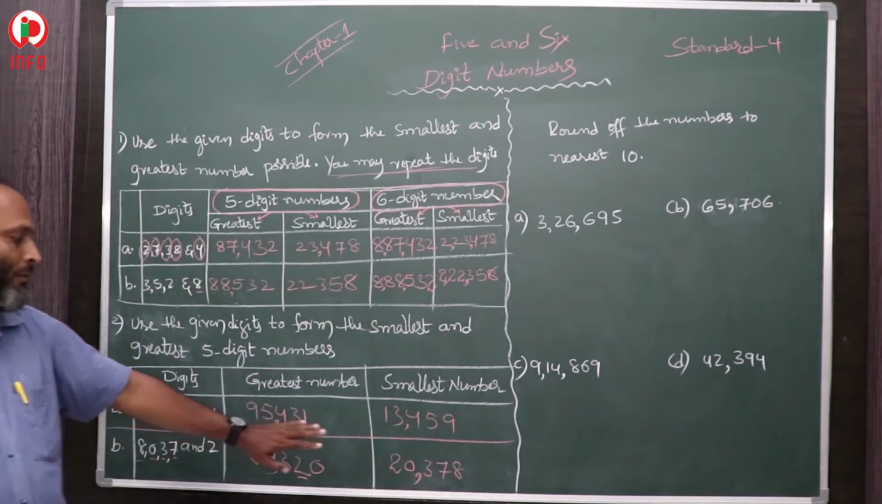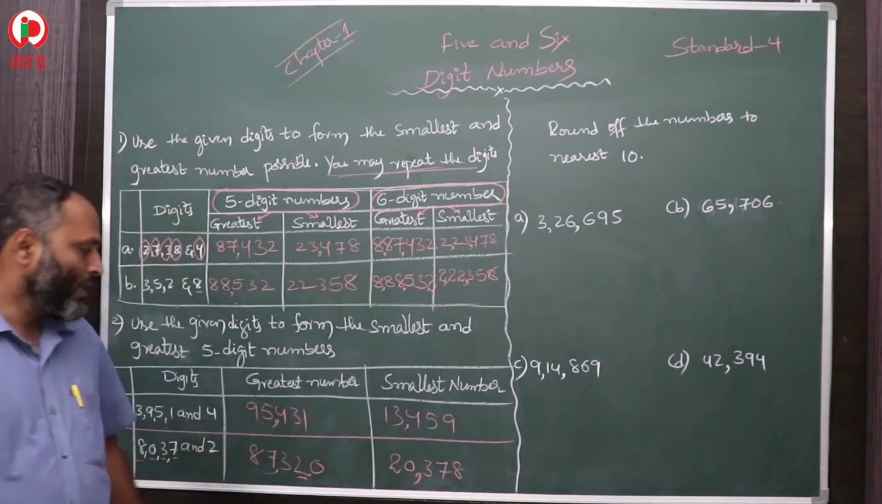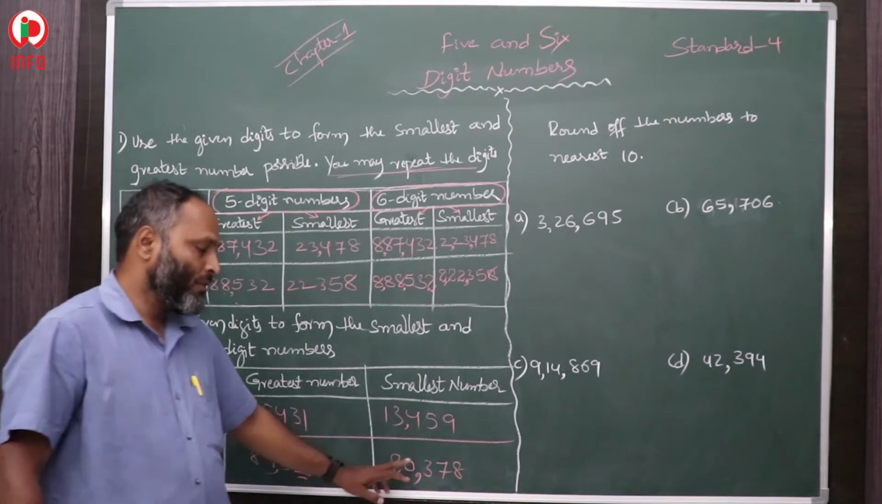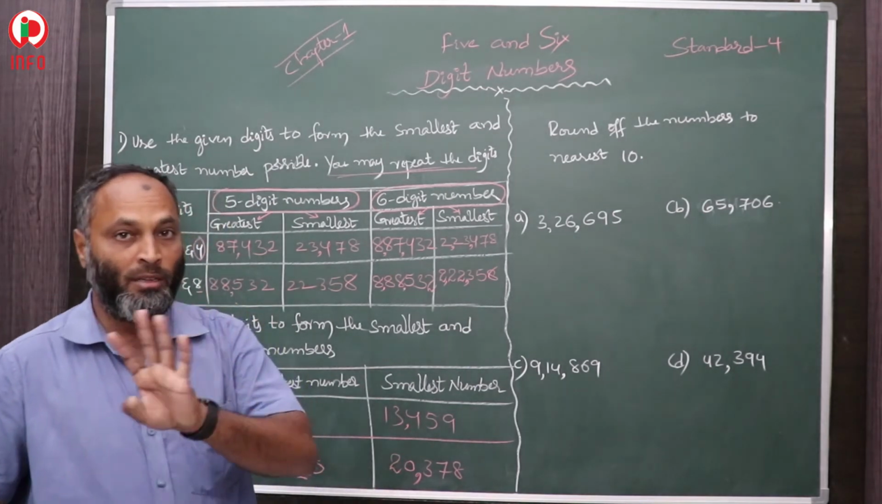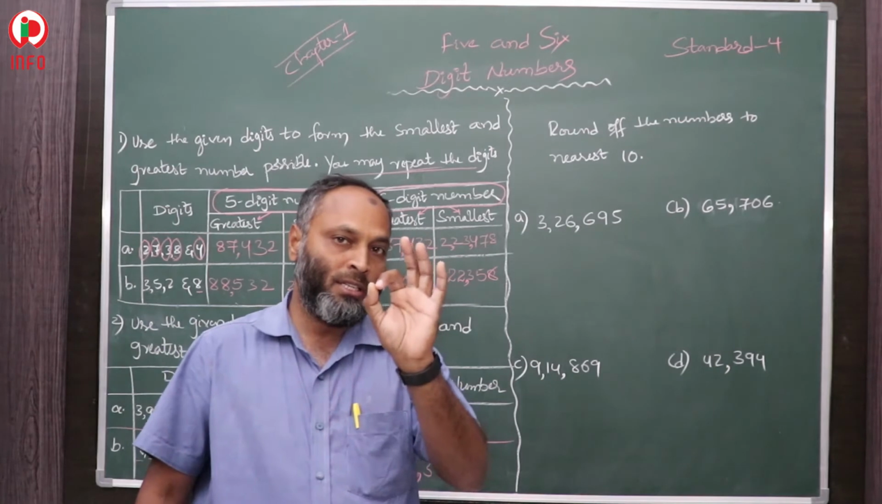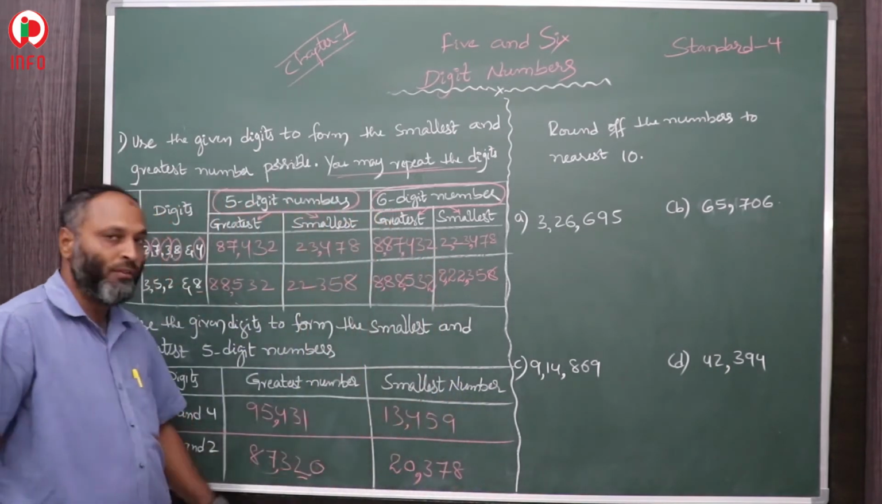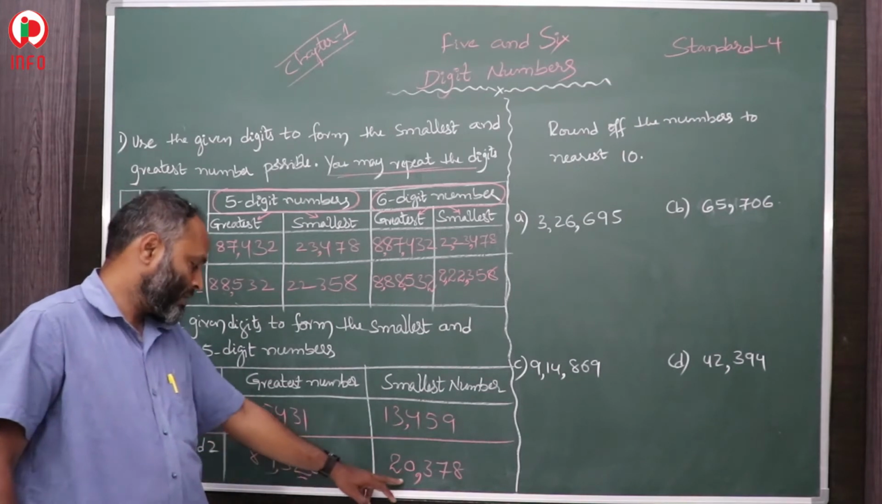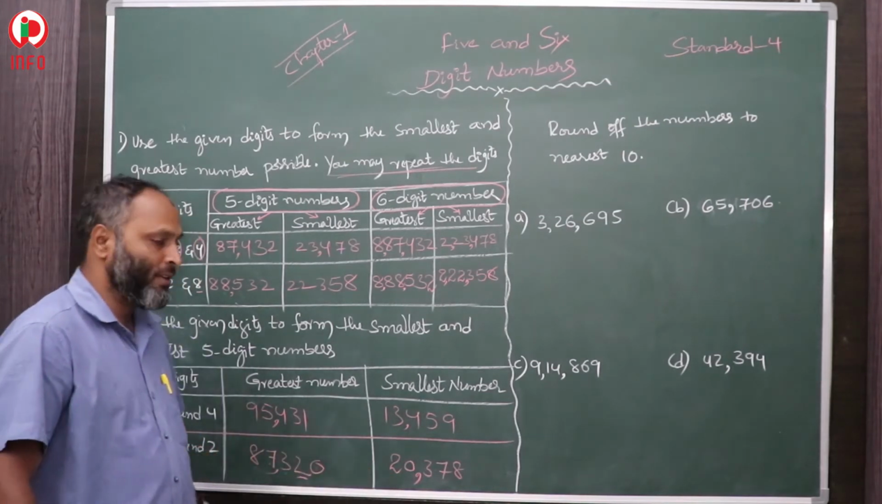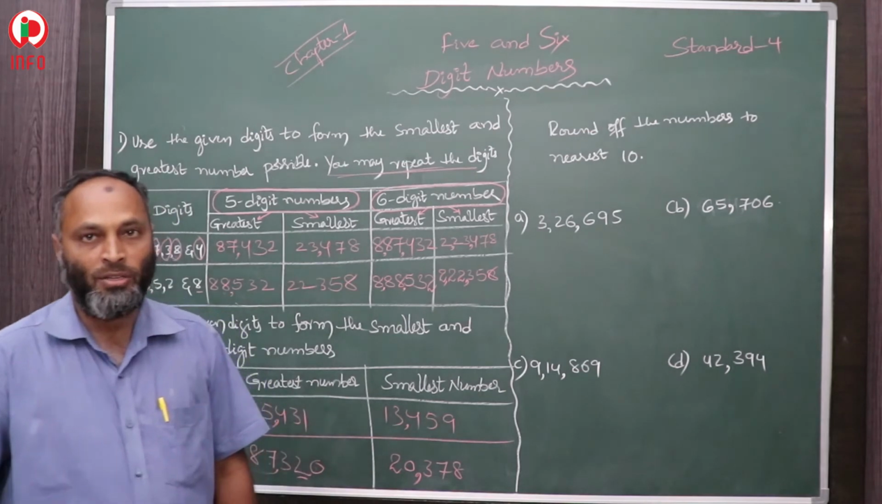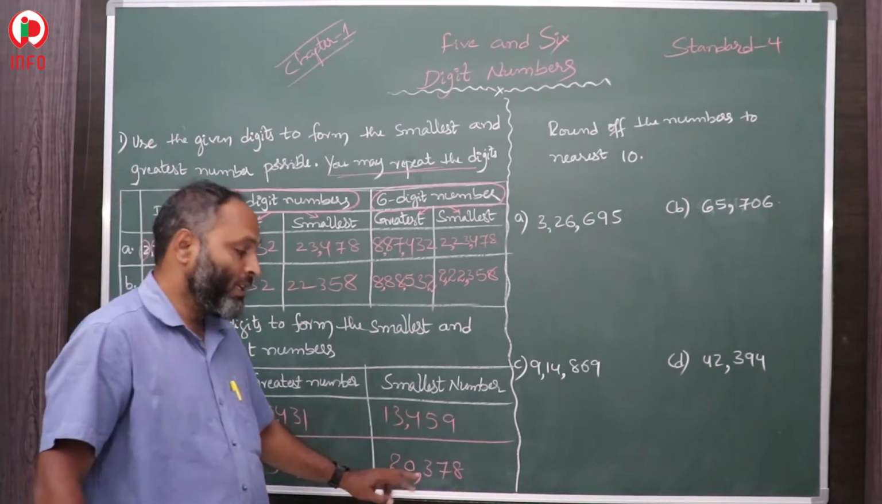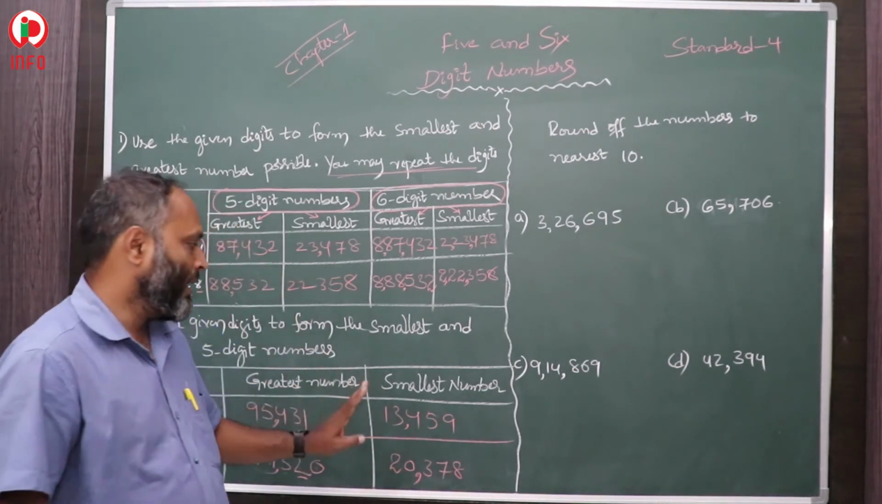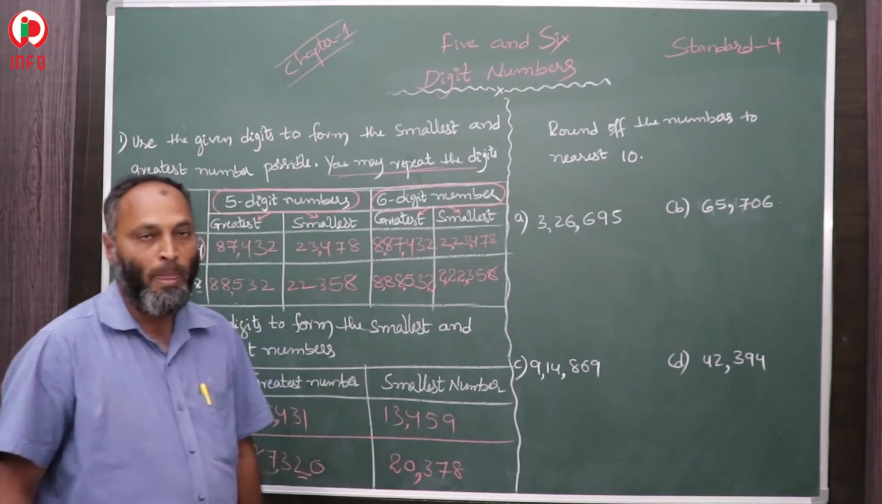Now we form a 5-digit smaller number using these digits. If you took 0 first, then you will get a 4-digit number, so it is not correct. That is why, whenever 0 comes in the ones place, start with your tens place, then the ones place, then hundreds, thousands, 10,000. In that order you have to arrange. So remember these things in your mind while you are writing the smallest number.